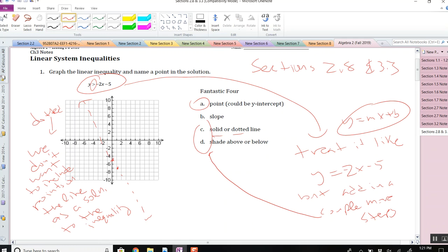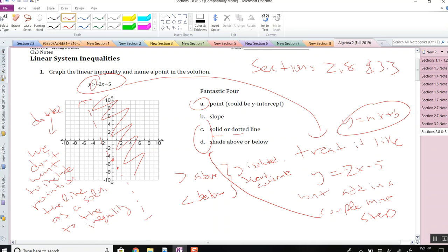Then for the shading, we're going to shade above. So greater than will be above, less than will be below. That should be pretty intuitive. But the reason why that's true is because we have y isolated, and y is a vertical coordinate. So these are questions I'll pose on the Google form. Why do we shade above or below? Why do we dot or solid? I want to make sure you think carefully about that. And we're going to see this again in the next few examples.